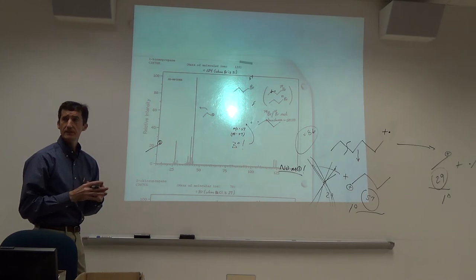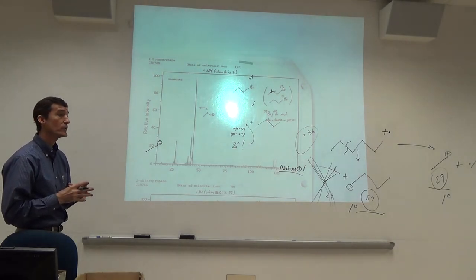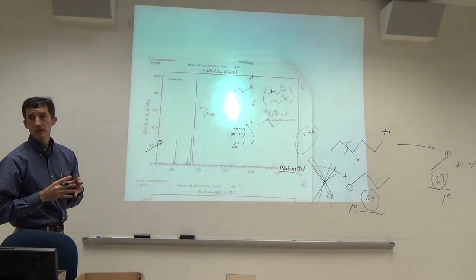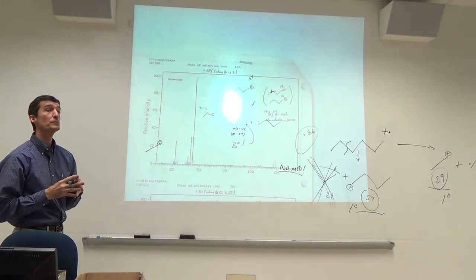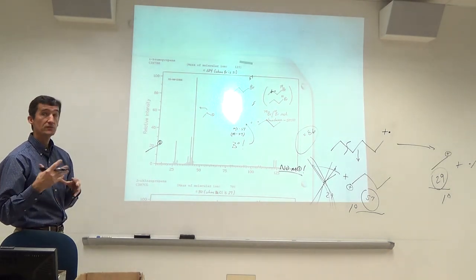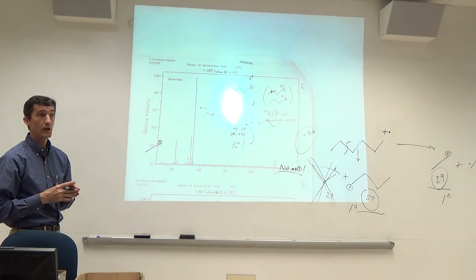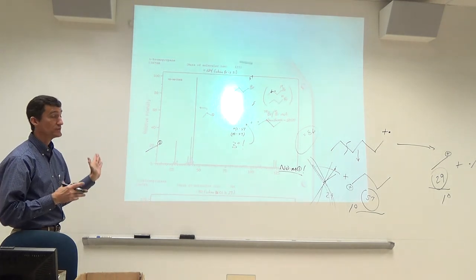On this page, we see examples of alkyl bromides and alkyl chlorides. These two halogens have major isotopes. An isotope has a different mass, and we can see different masses on the mass spectrum.